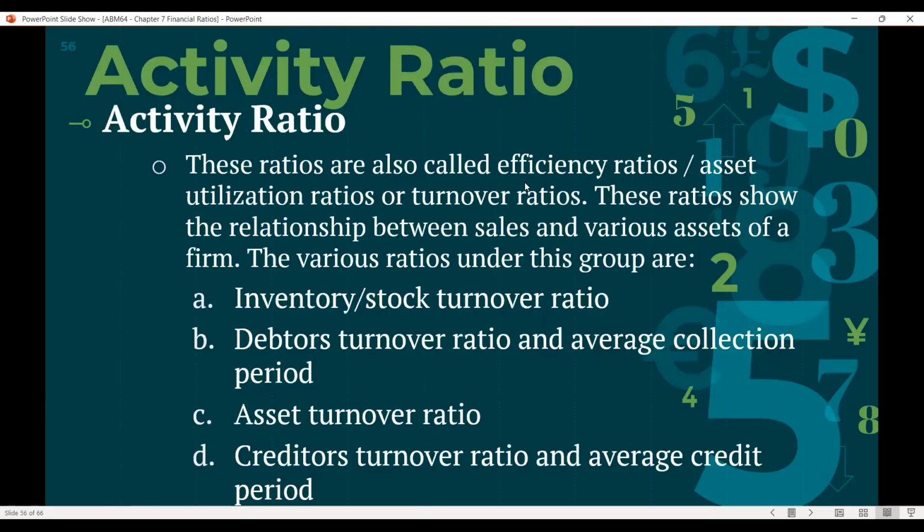So these ratios are also called efficiency ratios, asset utilization ratio, or most likely turnover ratio. I guess familiar mo ani turnover ratios. So these ratios show the relationship between sales and various assets of a firm. So the various ratios under this group are inventory or stock turnover ratio, debtors turnover ratio, and average collection period, asset turnover ratio, and creditors turnover ratio, and average credit period.